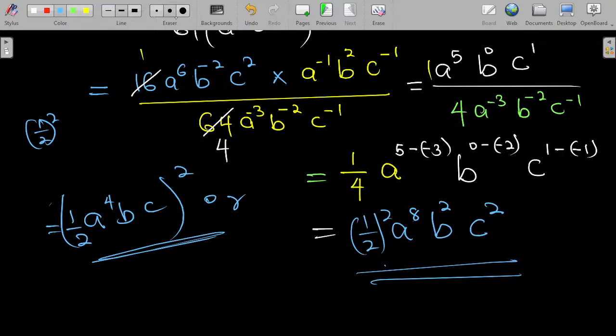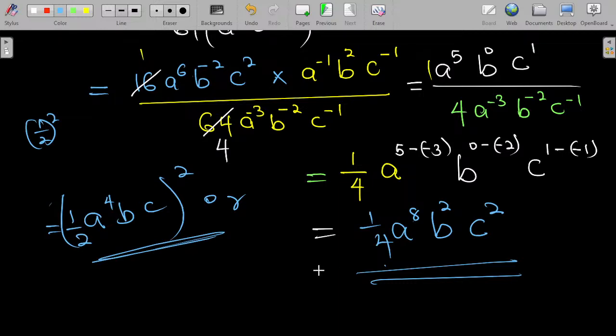Remember that this one is actually 1 over 4. It's better that way. So it's either I write it as 1 over 4, all of this, or I can write it this way. I only put that 1 over 2 to the power of 2 to show you something. All right. And this is the solution for exercise 15.